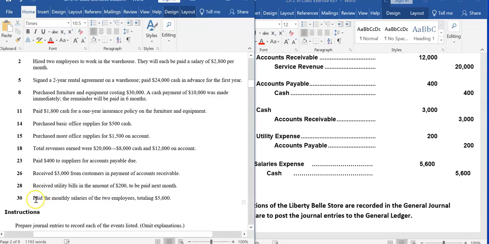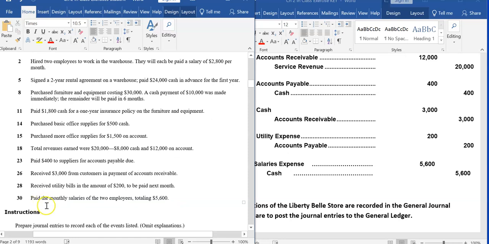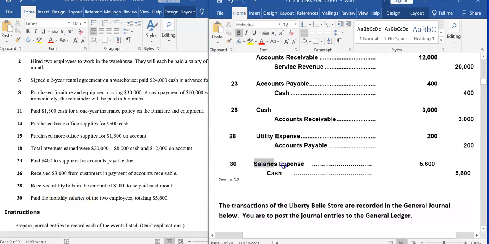The final transaction is we paid the monthly salaries of the 2 employees that we had hired. That total cost is $5,600. If we are paying the salaries, it means we have incurred the salaries expense. Our expenses are going up. To record an increase to an expense, we debit it. So we will debit salaries expense for the amount of the expense.